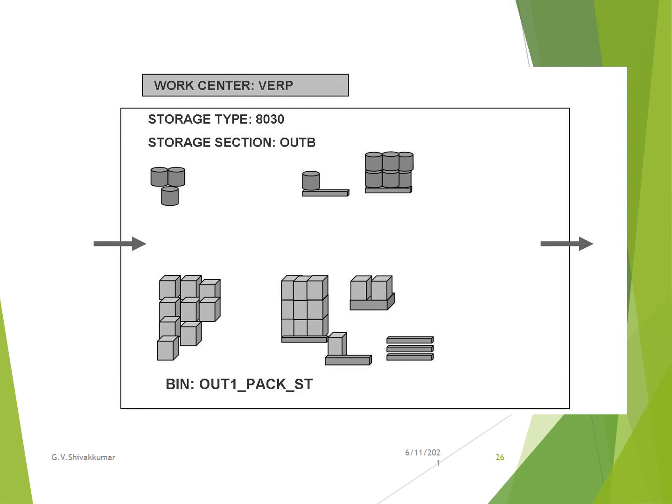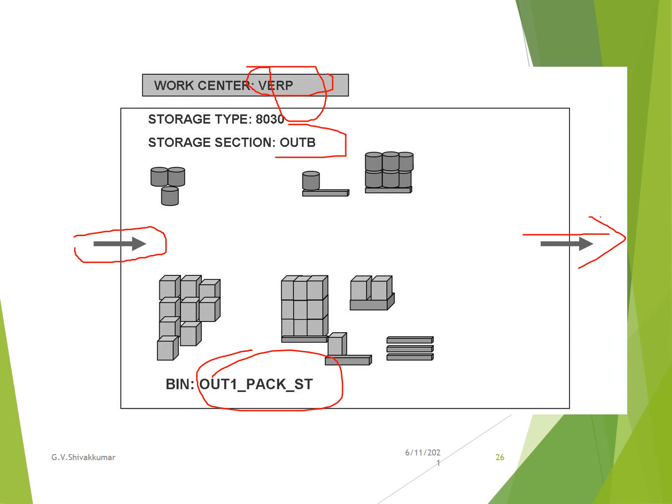So here, for the work center, say for example, it is for the packaging material type. So here the storage type is 8000, and the storage section is OUTB, which is nothing but outbound. Okay, so the material is coming here, and it is in the work center for packaging, and the bin is OUT1 for the pack station. Okay, outbound packing station here. So once the material is packed, it will be sent to the picking location.